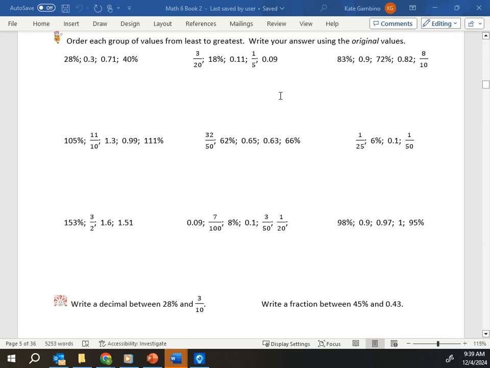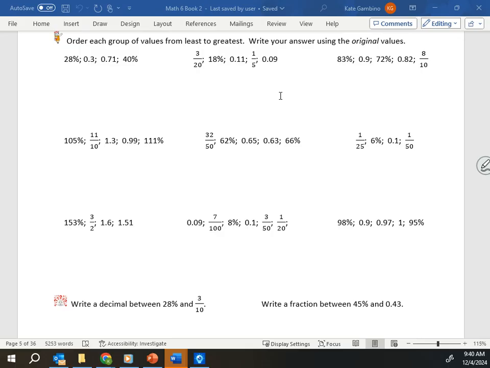letting me calibrate. So we look at that first one: 28%, 0.3, 0.71, and 40%. When we have percents and decimals, it's hard to know their order. Pick one and convert the other one to it. You can convert to percents, you can convert to decimals. It doesn't matter which one you pick because your final answer is going to be the original values.